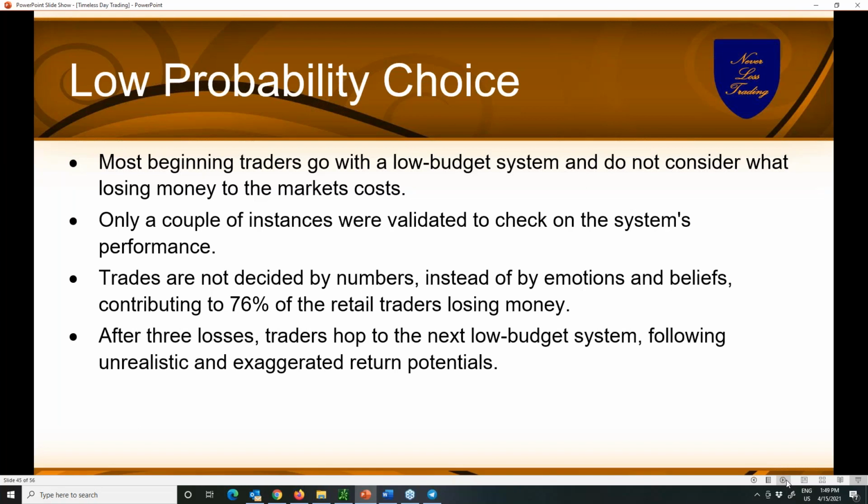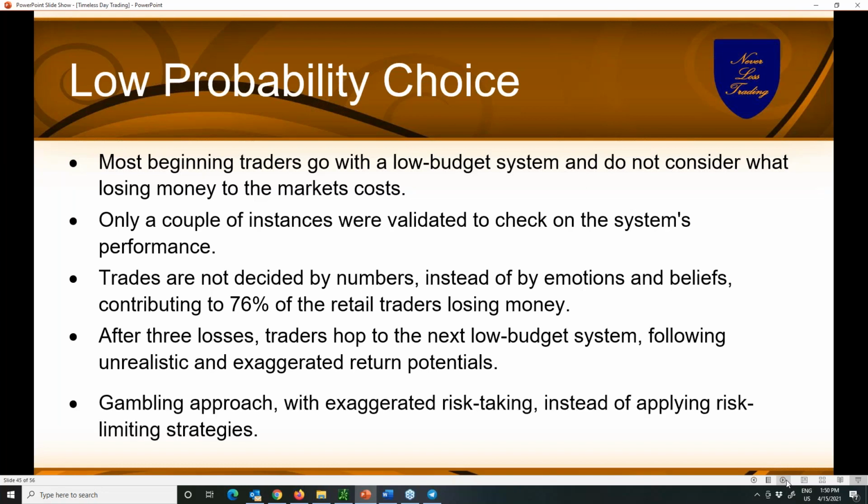Or the other thing is you invested $97 for a system. After 3 losses, you hop to the next. You find the next one, $97 making you 100,000. I can guarantee you that's not going to work. That's unrealistic. And so with that, don't go for these crazy returns. Find yourself a system that consecutively produces, or a gambling approach, 20% of all capital on one chance. That's not good.